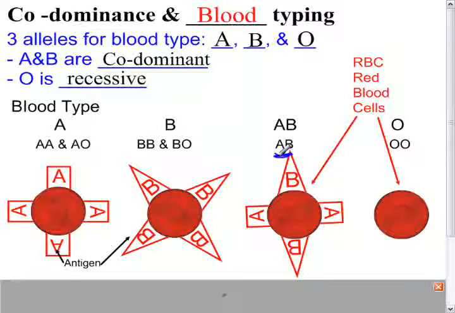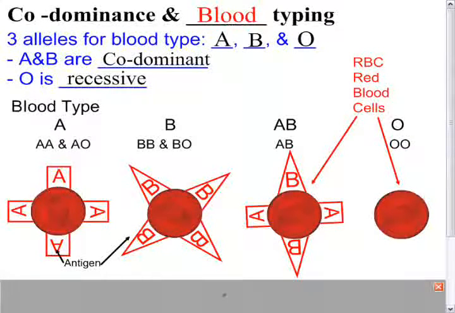Everybody has to have two. That's why all of these types are paired, because you get one from your mom and one from your dad. Thus, you have two copies of every gene. And for the last one, type O means that you have both recessive O's. So both of your genes lack an antigen, and you have type O.